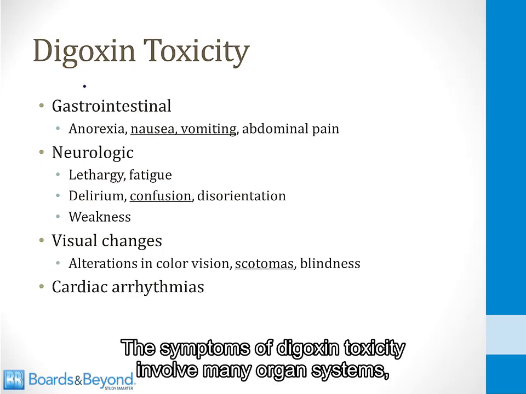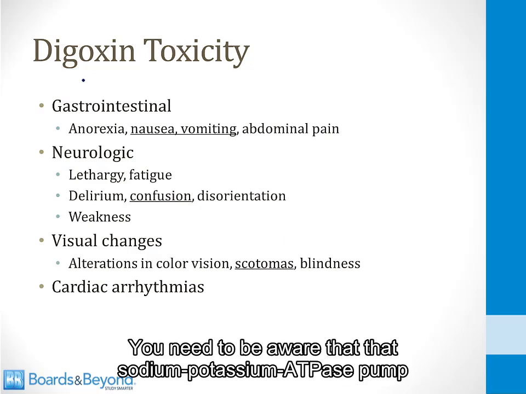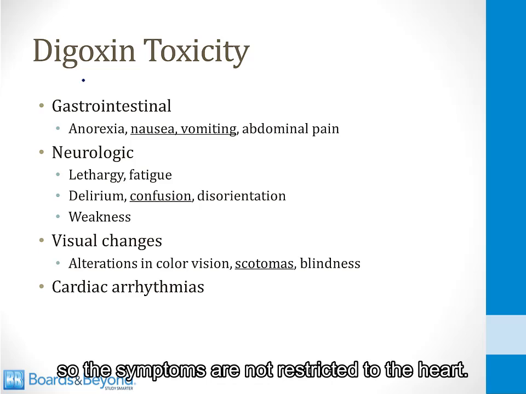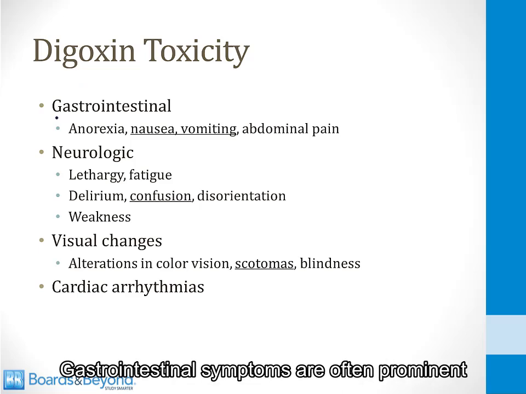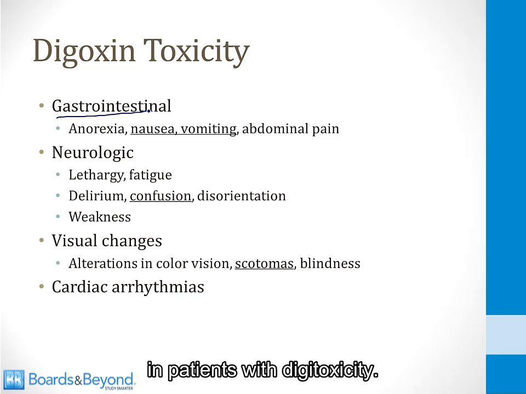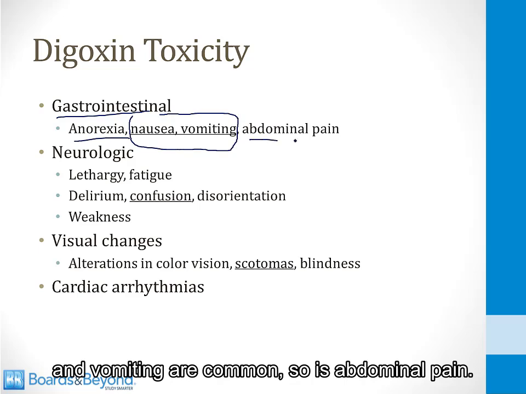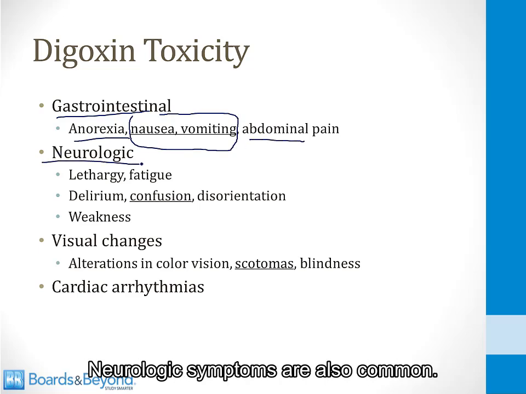The symptoms of digoxin toxicity involve many organ systems other than the heart. You need to be aware that sodium-potassium ATPase pump is found in many different cells throughout the body, so the symptoms are not restricted to the heart. Gastrointestinal symptoms are often prominent in patients with dig toxicity. They can develop anorexia, nausea and vomiting are common, so is abdominal pain. Neurologic symptoms are also common.